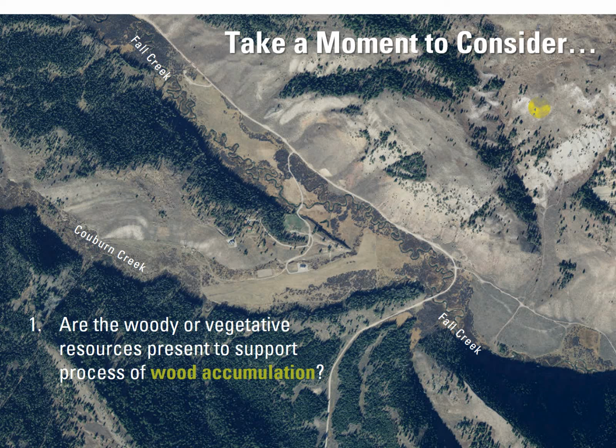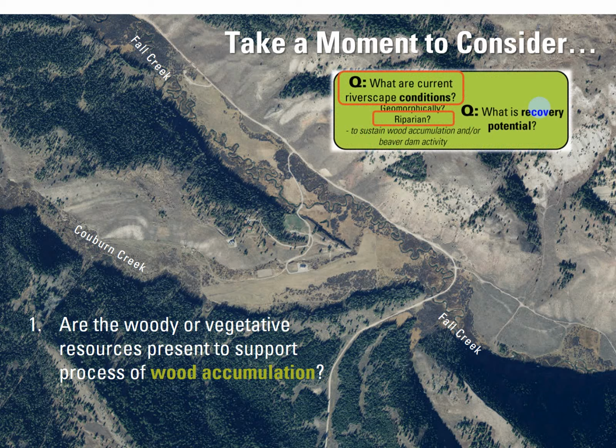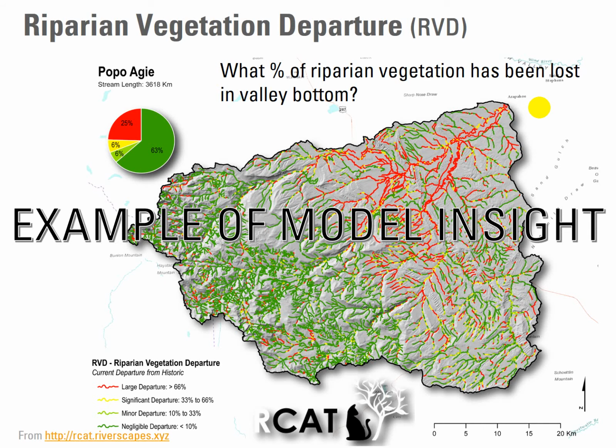So let's take a moment to consider that next set of questions. It's all about, are the woody vegetative resources present to support the processes of wood accumulation? One of the things we can do here is look at riparian and upland vegetation. We are working on a model called RAT, the Wood Restoration Assessment Tool. It's not ready for prime time. It's in a proof of concept and development phase, but it would be the sister to BRAT, and it would try and directly address this. We have one that indirectly addresses it, and it's our riparian condition assessment tool.